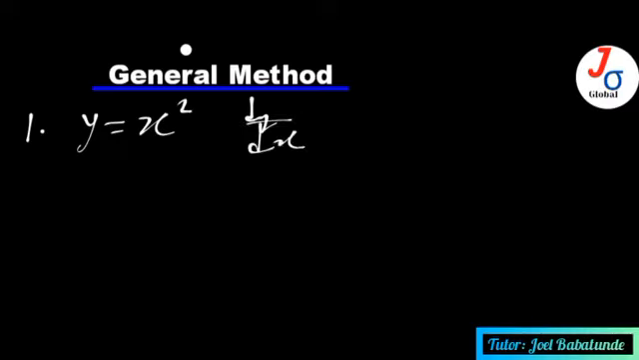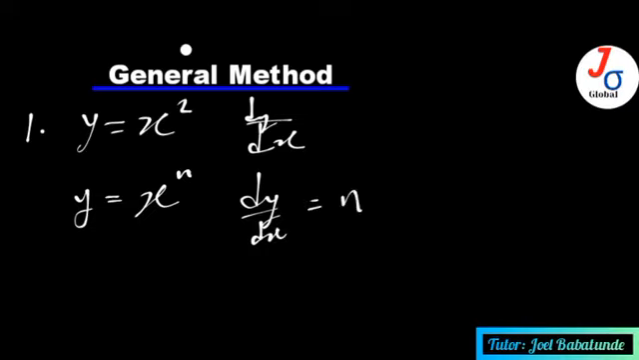So the general method for differentiating any function is, if you have y equals x to the power of n, then dy/dx has to be: bring down this n, then you have x, then this n raised to the power of n minus 1. So this is how to differentiate a function using the general method. So let's do that with this as well.